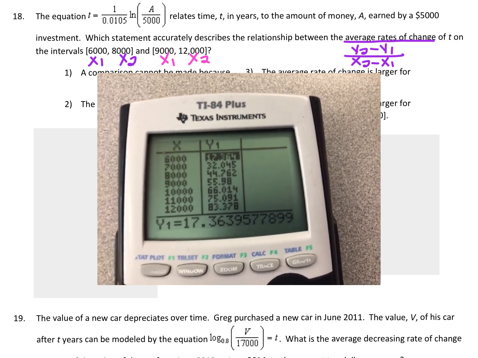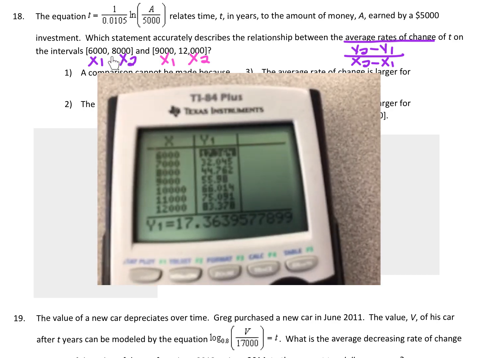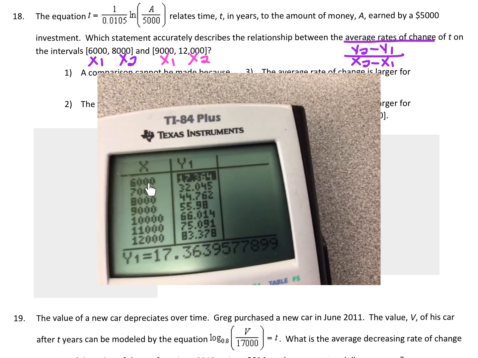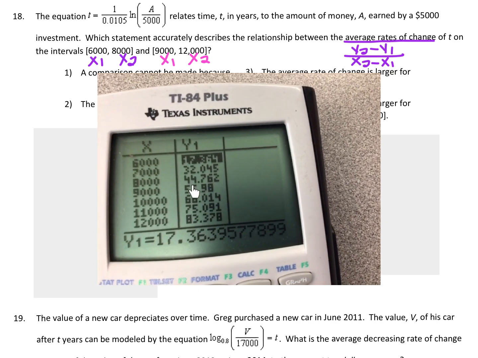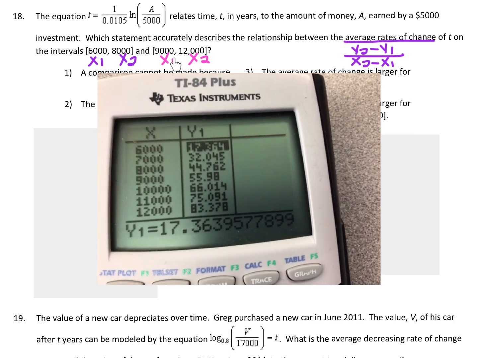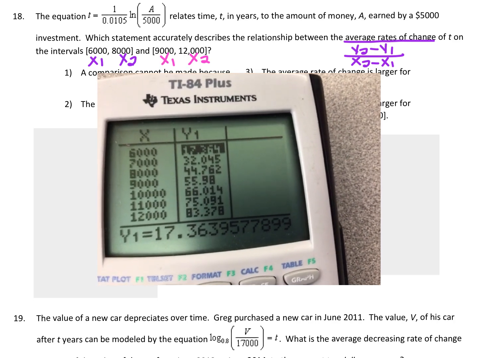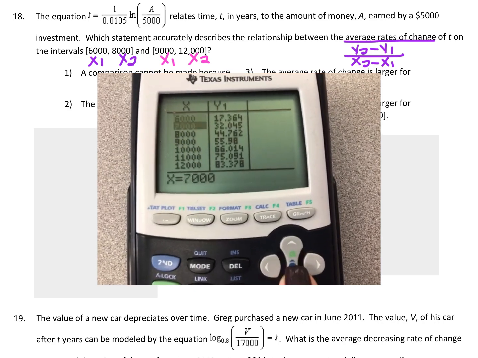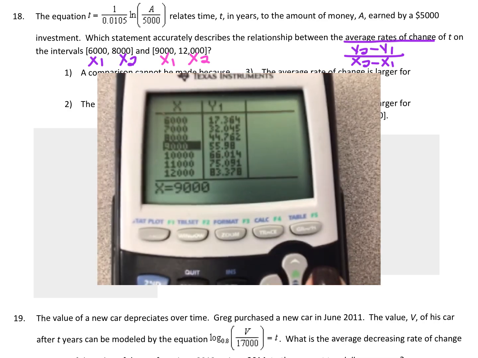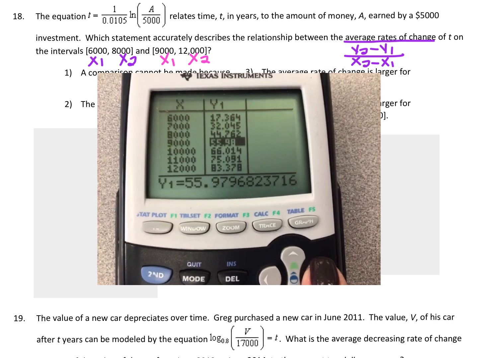So for this first interval, right, it says from 6,000 to 8,000. So I'm going to need these two values, 6,000, there's my y value, and then 8,000, and then there's the y value. Now as far as this interval goes, I need to look at the x values of 9,000 and 12,000. So let me just scroll down to it. I'm going to need this x value of 9,000 with that corresponding y value.